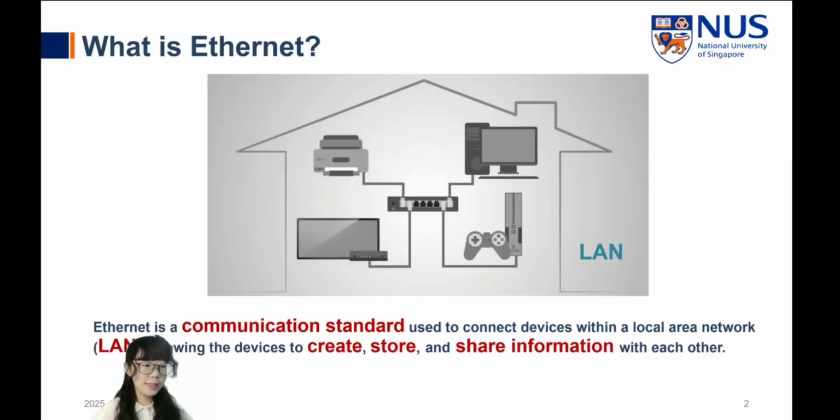So what is Ethernet? Ethernet is a communication protocol standard that allows multiple devices to connect within a local area network. It provides a reliable way for devices to exchange data, supporting data creation, storage, and sharing in both home and enterprise environments. It has become the most widely used LAN technology due to its simplicity, scalability, and cost effectiveness.